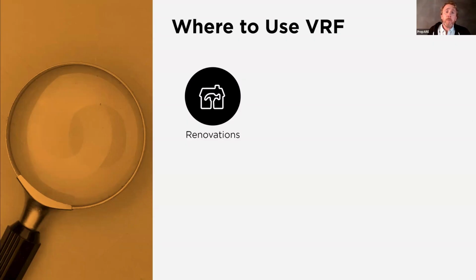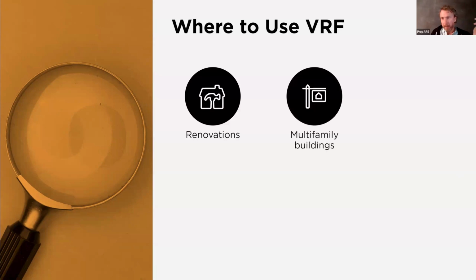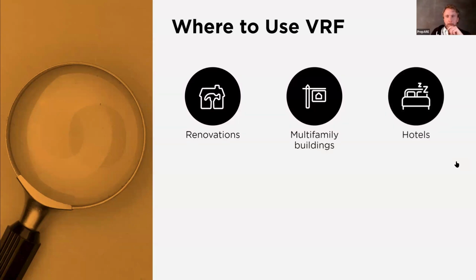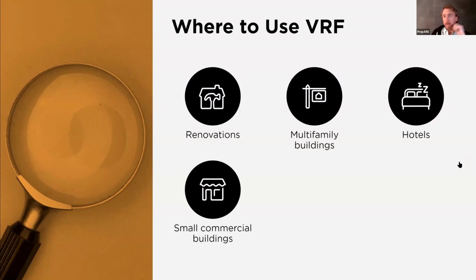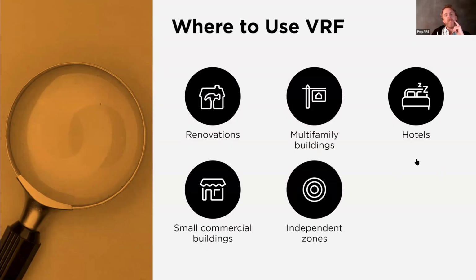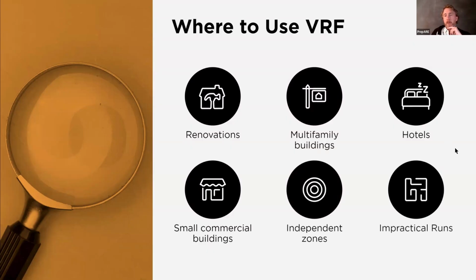So we're going to use VRF in renovations unless there's already a ducted system there. You're pretty much just going to use VRF. It's just so much simpler to embed in an existing structure. Multifamily buildings, as we said earlier. Hotels, the critical piece was that floor to floor depth. They want to save money on the building height and make the flashy things more fun. Small commercial buildings, independent zones, and wherever there are impractical runs.